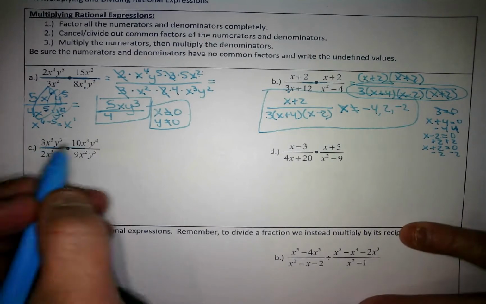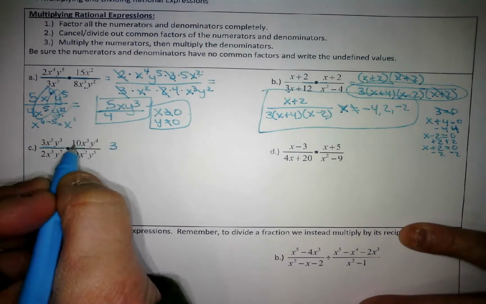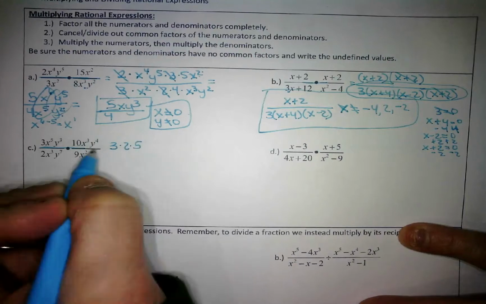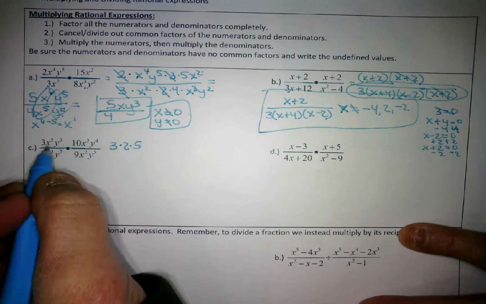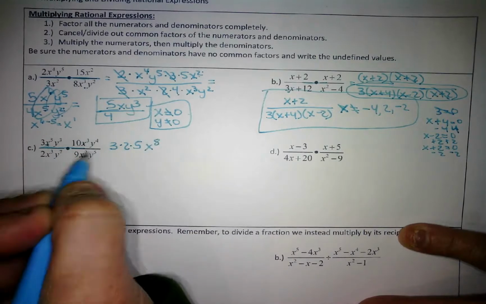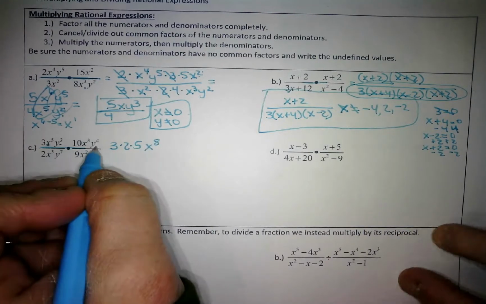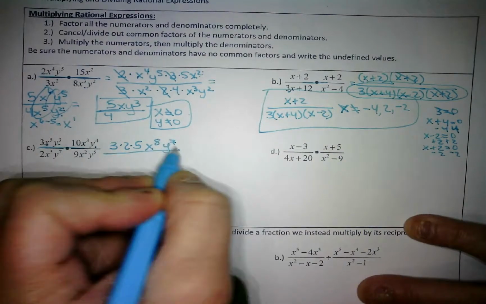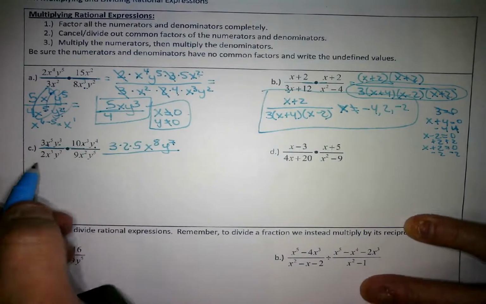Okay, so I'm going to do the same thing. I'm going to do my 3. I'm going to do my 10 right next to my 3, just so my numbers are close together. And then I'm going to combine my x to the 5th and x to the 3rd. X to the 8th, y to the 3rd times y to the 4th is y to the 7th. So this one I wrote out a little bit more. This one I'm combining a little bit more.